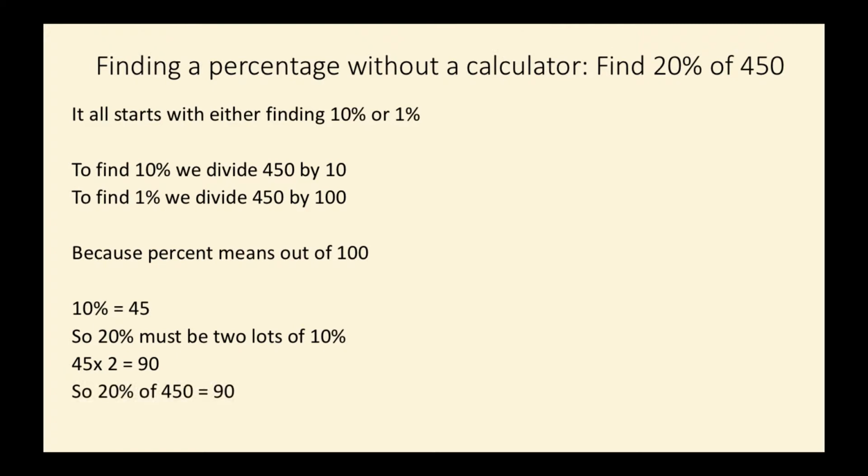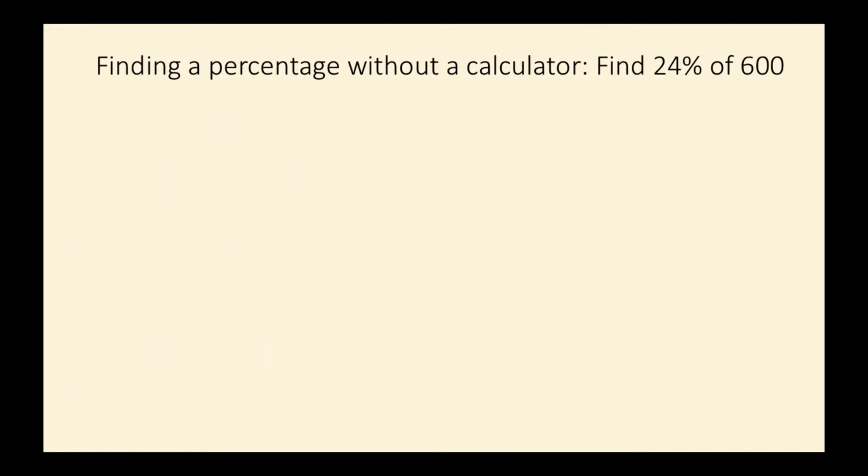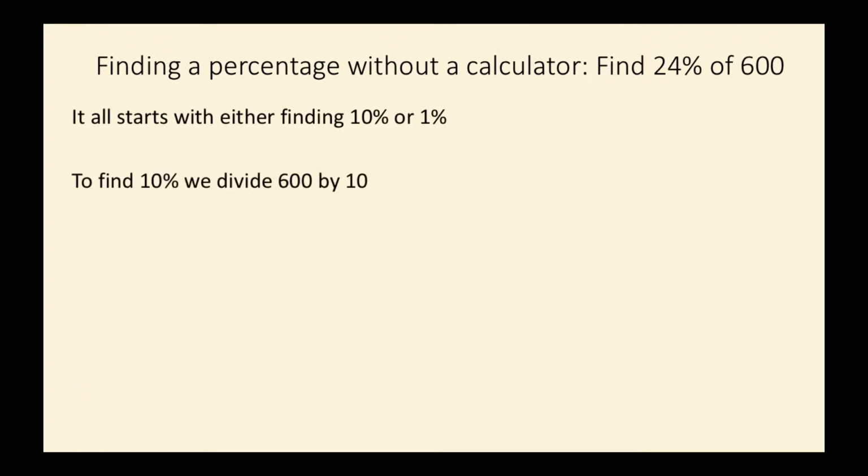So 20% of 450 is 90. So we find the 10% and then we just double it. So in this case, 24%. Now, we probably will have to find 1%. So again, to find 10%, we divide by 10. To find 1%, we divide by 100.